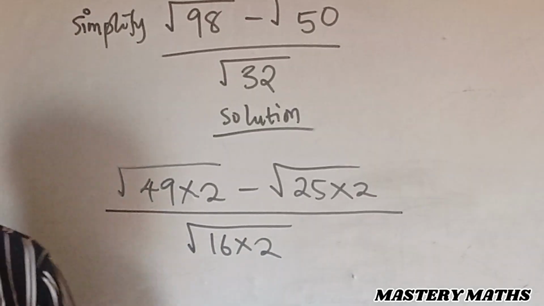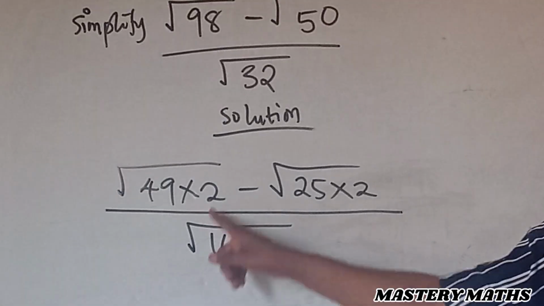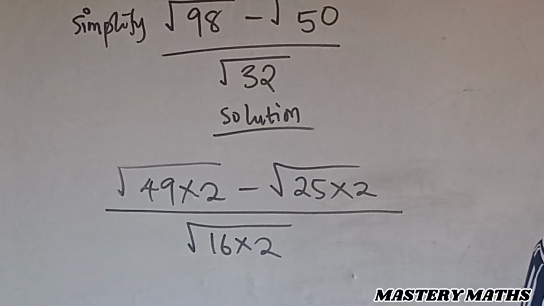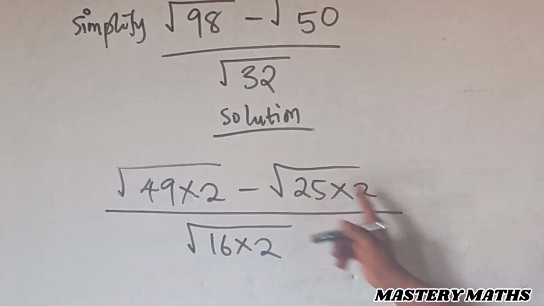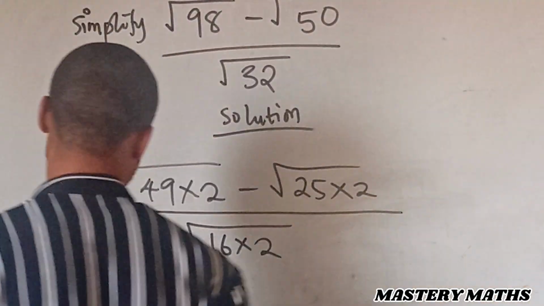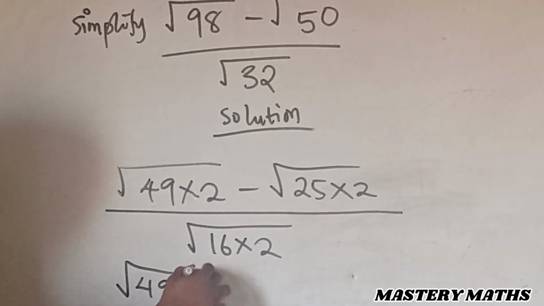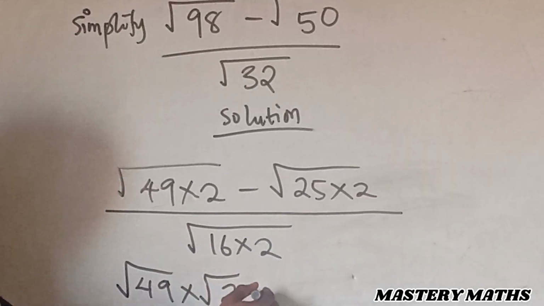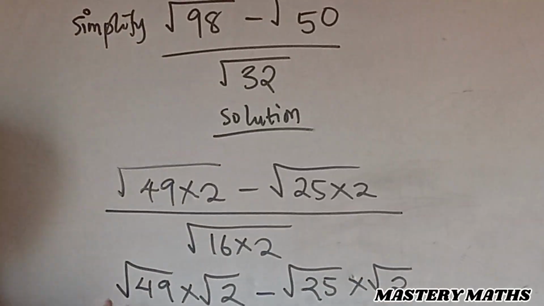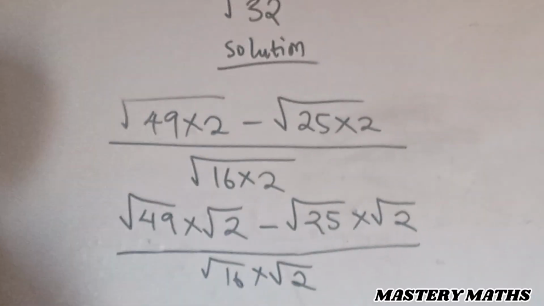Now, if you watch, we have something common among this surd on the board. What are the common things? We have root 2, root 2, and root 2. It's what we call like surds. They're having root 2, root 2, and root 2 in common. So if I'm to separate this now, it will look like this. First of all, you separate the surds together. You have your root 49 times your root 2, separating it, you have your minus root 25 times root 2. See it now. All over, you have your root 16 times root 2.